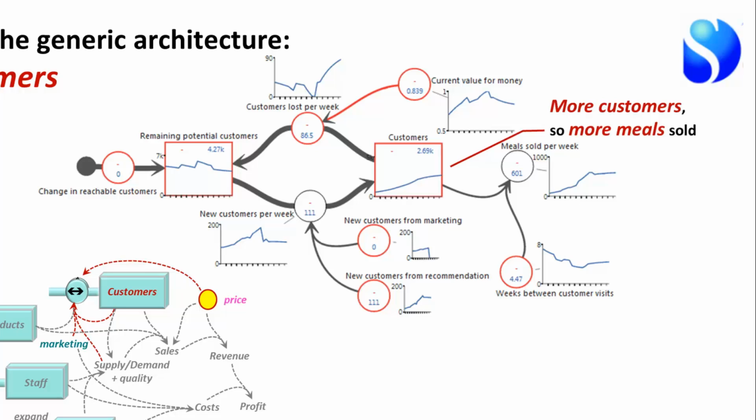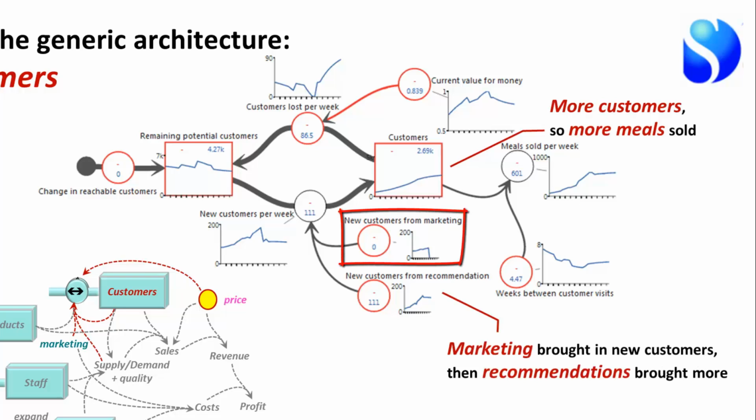Where do those customers come from? Well, marketing brought in customers first of all. You can see the new customers from marketing number creeping up. It looks like it hit about 80 per week, about the middle of the period there. But it looks like we're getting no customers from marketing, presumably because we aren't doing any marketing anymore.